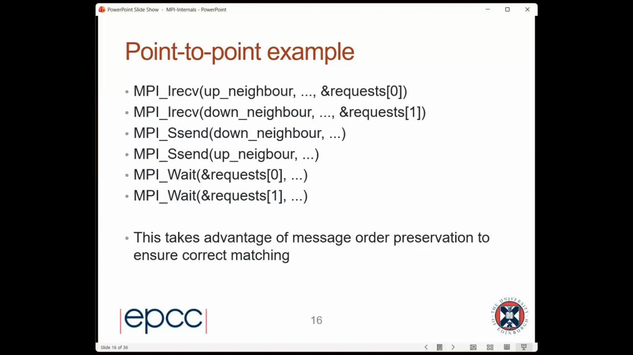And this is slightly subtle: you want these to match correctly. To make sure that the send down matches this receive up, that does actually require message order preservation. The fact that the send down is guaranteed to match this receive and not that one takes advantage of message order preservation, which again may not be entirely obvious, but it does.